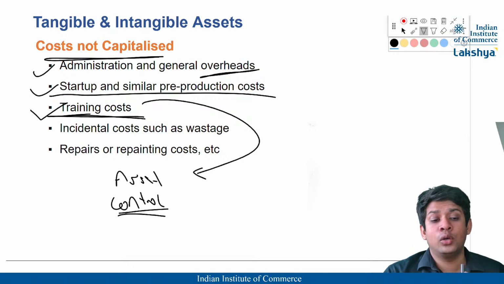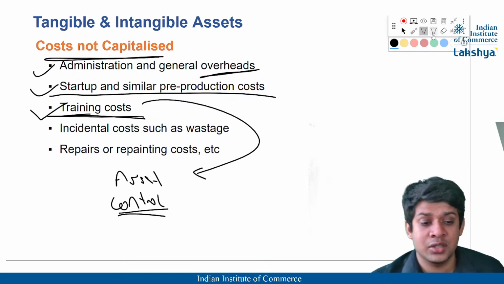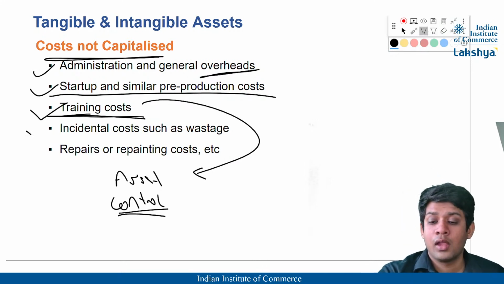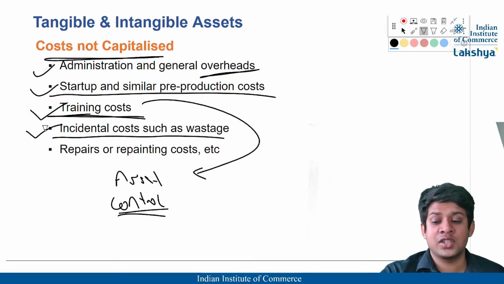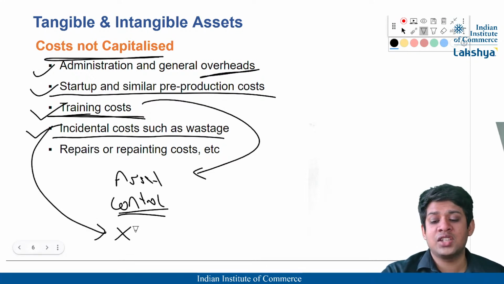So I cannot have control over them, and thus the training cost that I've incurred to train my employees cannot be capitalized as a tangible non-current asset. Incidental costs such as wastage. Now, wastage are losses, or you can say any sort of incidental costs that I've incurred.